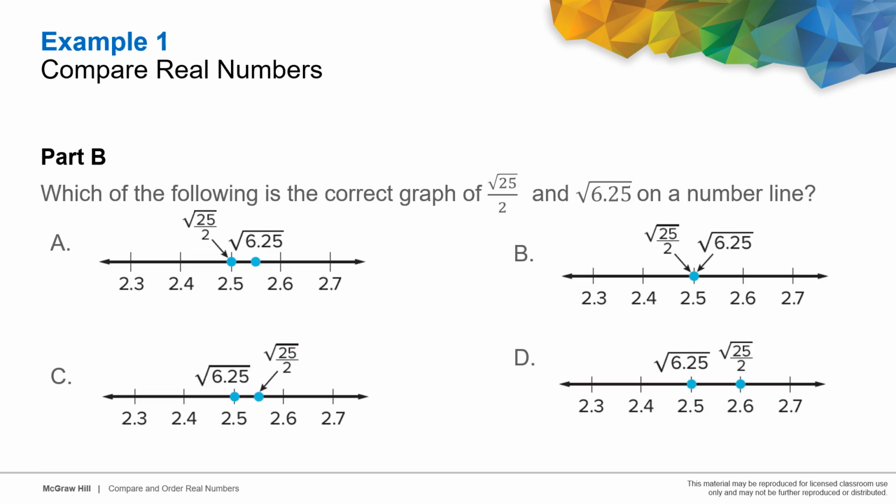All right, so for part B here, I just want you to select the appropriate number line. Which one correctly shows that the square root of 25 over 2 and the square root of 6.25 are equal? So pause it here and tell me which one shows the correct plot. You should have correctly chosen B, because if these numbers are the same, then they should be plotted on the same spot, and B is the only one with one plot. So B is the correct choice.